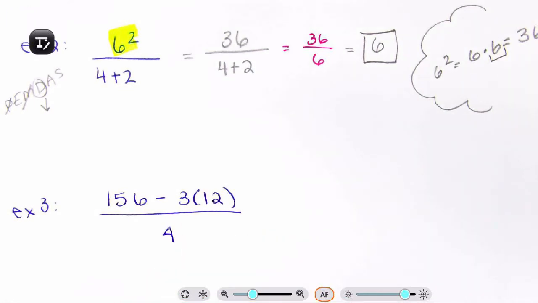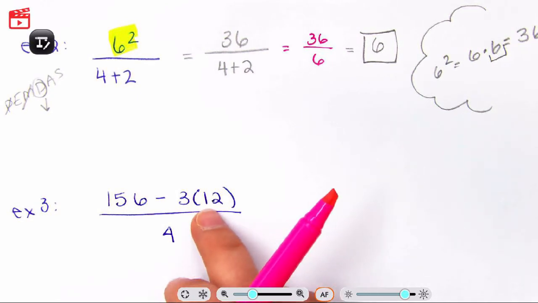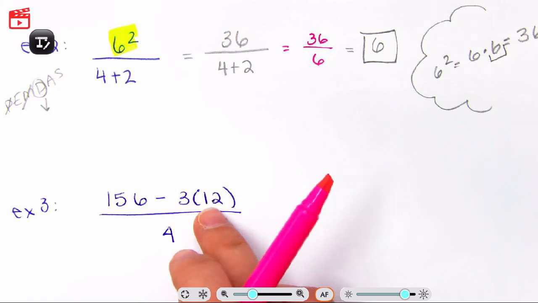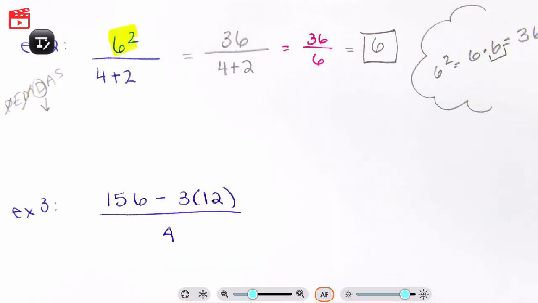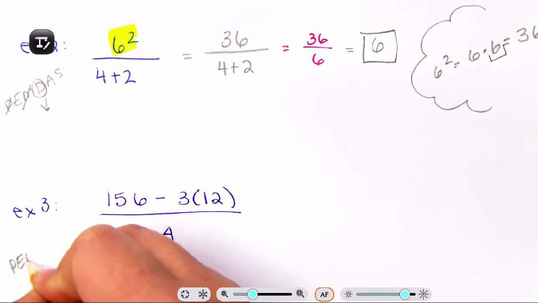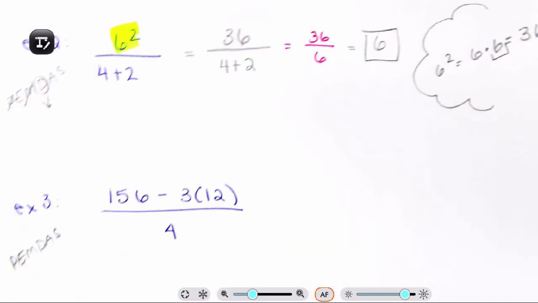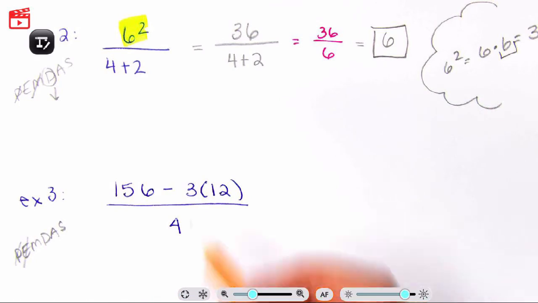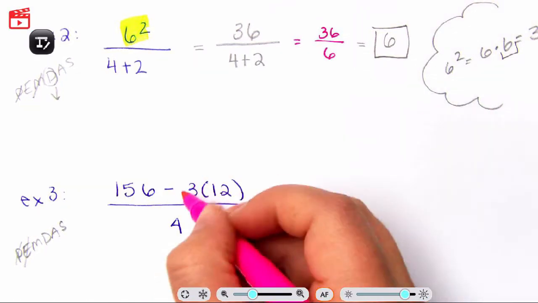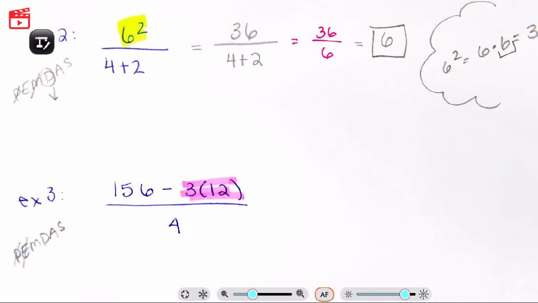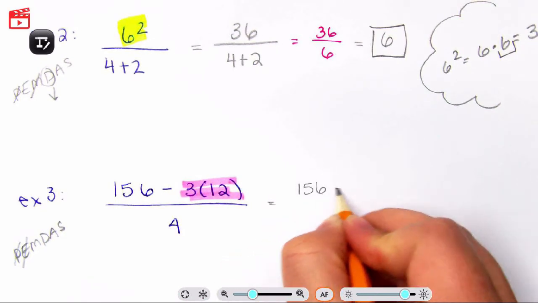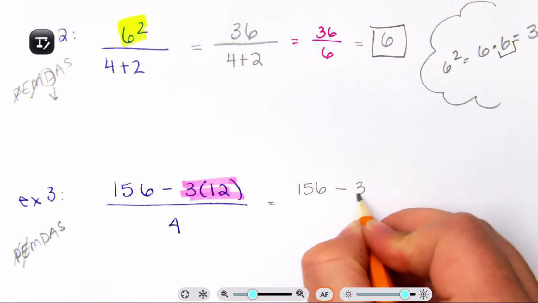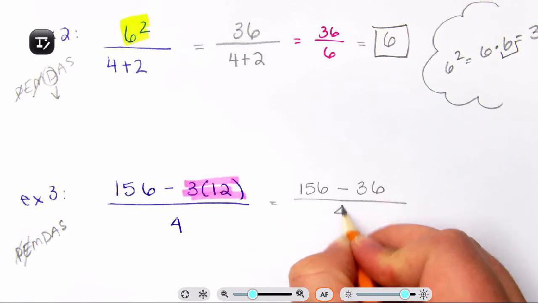So again, do we have any parentheses? Yes. However, there's nothing for us to do inside of the parentheses. Inside of the parentheses, we only have a number, so we're skipping that. Do I have an exponent? I do not have an exponent. Next up, what do I have? Let's write our PEMDAS down so we don't guess what's next. Parentheses, exponent, multiplication. I do have multiplication: 3 times 12. So let's go ahead and take care of that. That means I have 156 minus 3 times 12 is 36, all divided by 4.